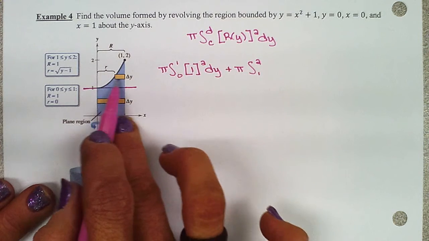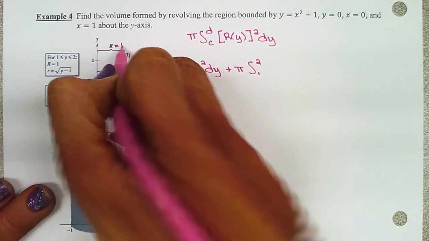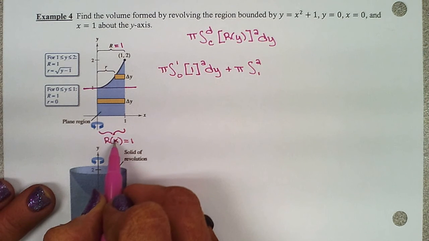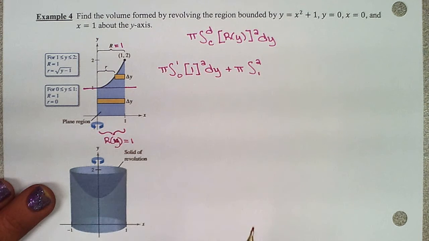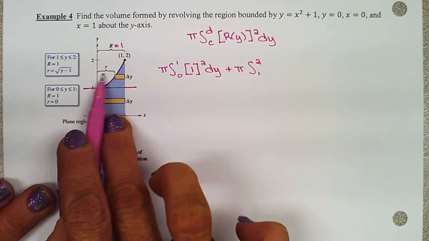My big R here is the same as the big R we had down here. We can just label that's just going to be a 1. And you know what, here, I apologize. I put r sub x. That really should have been an r sub y because we are working in y's. All right, and then now my little radius is this distance here.